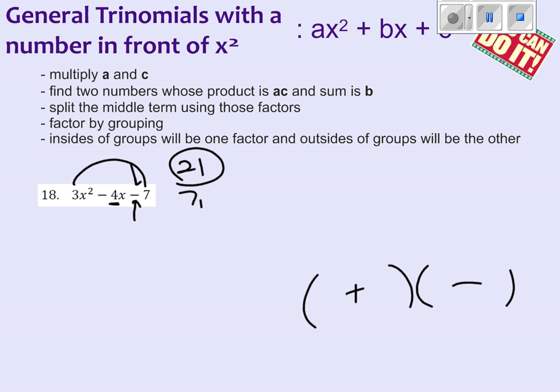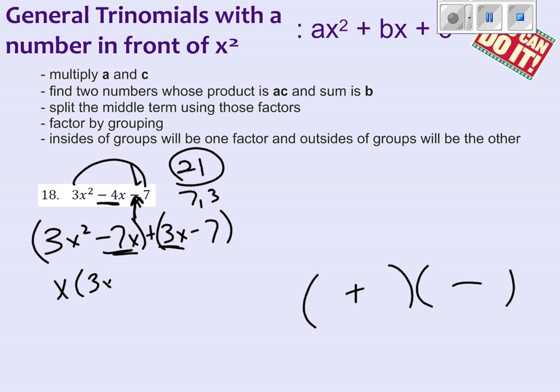Well, 7 and 3. Now I need to rewrite negative 4 using 7 and 3. So I go 3x squared minus 7x plus 3x minus 7. So I rewrote negative 4 as negative 7 plus 3. And anytime this is a minus right here, that's subtraction, you're going to have to do that. One of them is going to have to be subtraction, one of them is going to have to be an addition. So now if I group this again, I'm going to get x plus 1 and 3x minus 7.